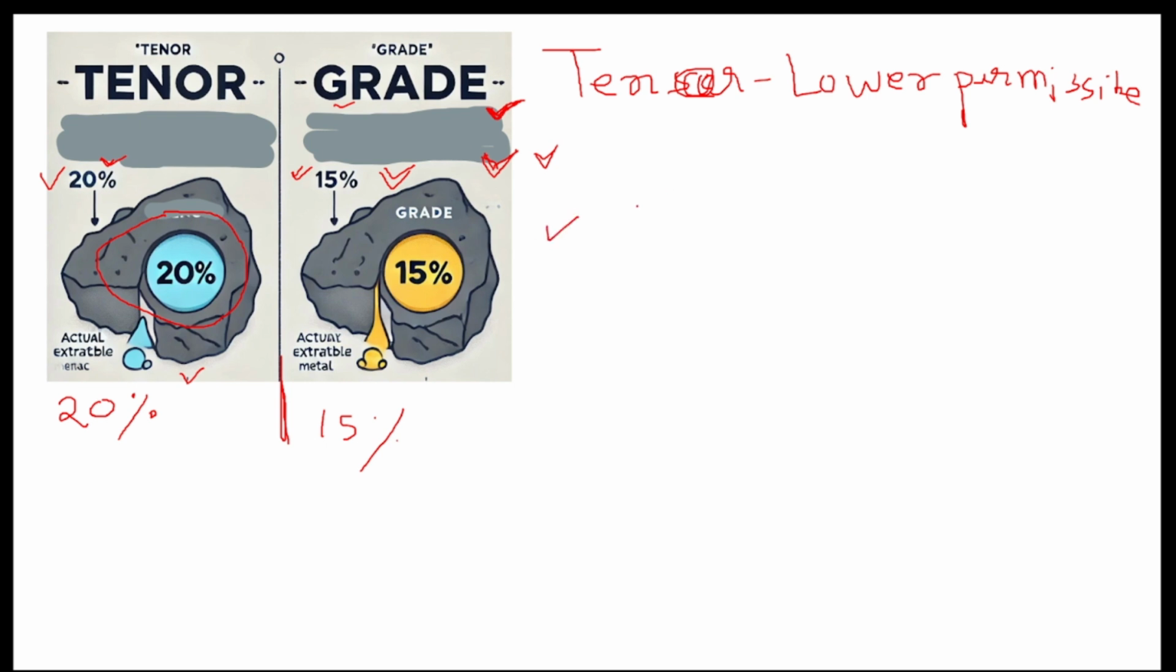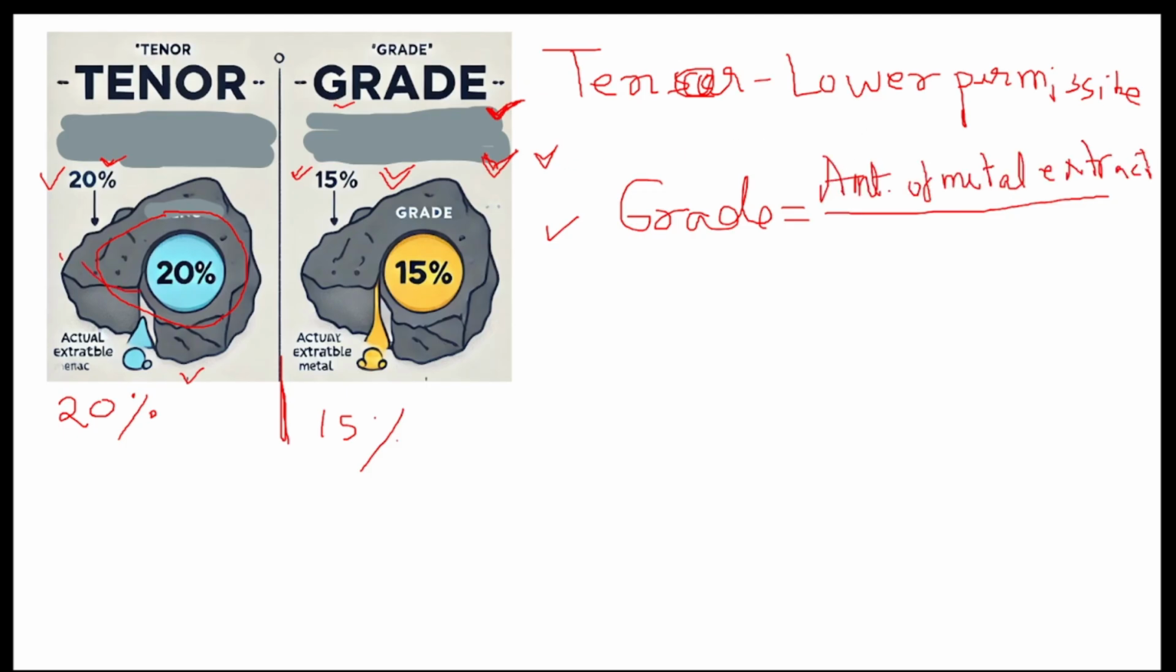That's all. So the grade of an ore is given by: grade is equal to what? Grade is the amount of metal that is extracted from the ore upon the total ore body. We mostly consider grade in terms of percent, so multiplied by 100, we will get our grade.